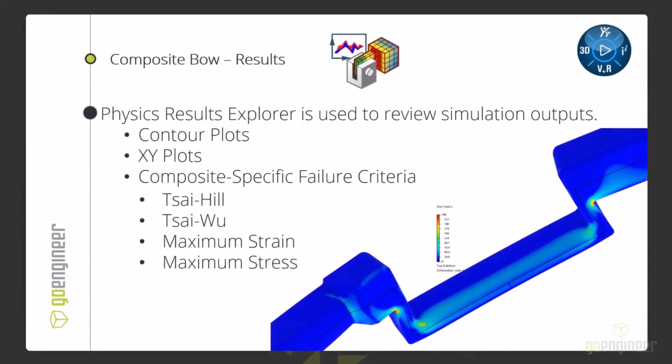So in the Physics Result Explorer app, we looked at our simulation outputs. We looked at a bunch of different contour plots. Specifically, we looked at psi-hill, psi-woo, maximum strain, and maximum stress plots. All of these read incredibly high levels of stress in those areas, indicating potential failure in the design.